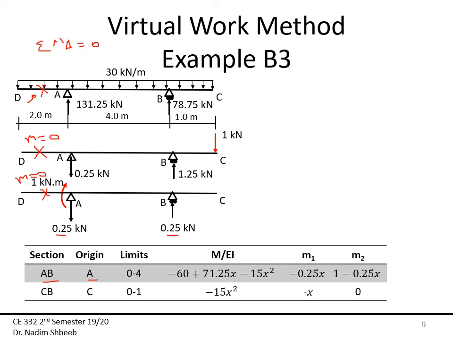Now from section CB, again, I'm going to choose the origin at C because it's a lot simpler, and I'm going to take the limits from 0 to 1. I'm going to postpone talking about M over EI. I'm just going to go to M1 directly. Here you've noticed that since I only have the reaction and there is no moment, and this is going, again, counterclockwise is negative, hence the value minus 0.25 times x, okay?